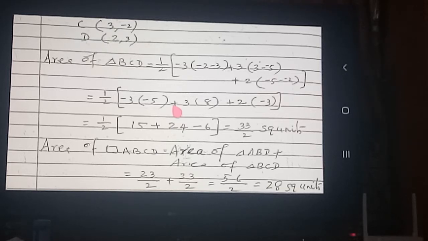Calculated? Okay. So what did you get as the area? Area of triangle BCD you got as 33 by 2 square units. So what is the area of quadrilateral ABCD? How do we find it? Area of triangle ABD plus area of triangle BCD. What is the area of triangle ABD? 23 by 2. What is the area of triangle BCD? 33 by 2. Add them. How much will come? 56 by 2. 56 by 2, how much coming? 28 square units. Okay, copy the sum fast. Copy, all of you.